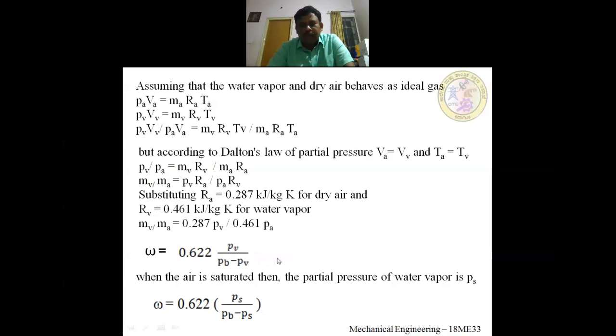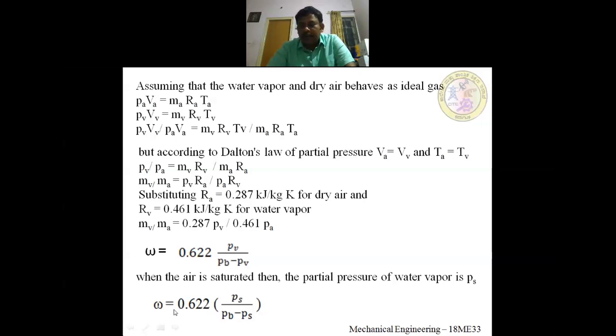for unsaturated air. When the air is saturated, then the partial pressure of water vapor will be PS. Instead of PV, I have to write PS. Here I should have written omega S; the suffix S is missing here. So omega S will be 0.622 PS by PB minus PS. That represents the specific humidity of saturated air.